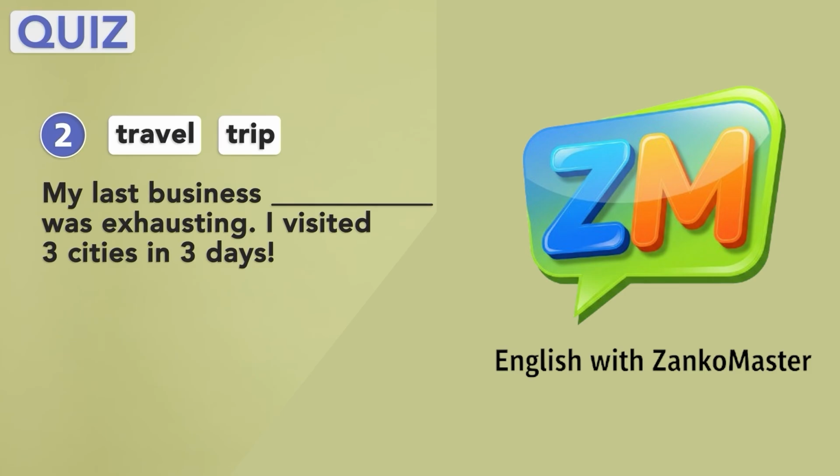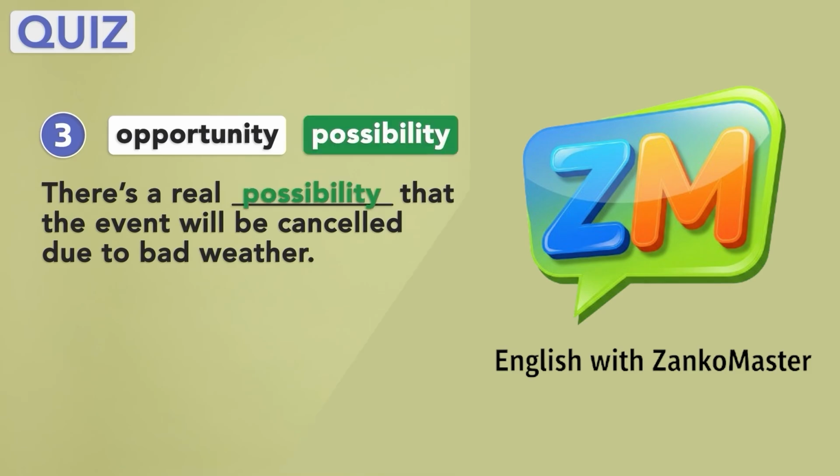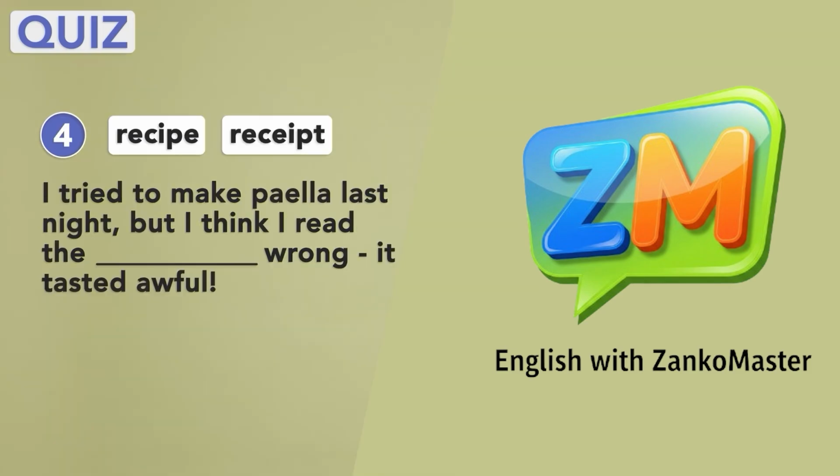Is it travel or trip? It should be trip. Number 3, there is a real that the event will be canceled due to bad weather. Is it opportunity or possibility? There's a possibility. 4, I tried to make paella last night, but I think I read the wrong. It tasted awful. Recipe or receipt? It should be the recipe.